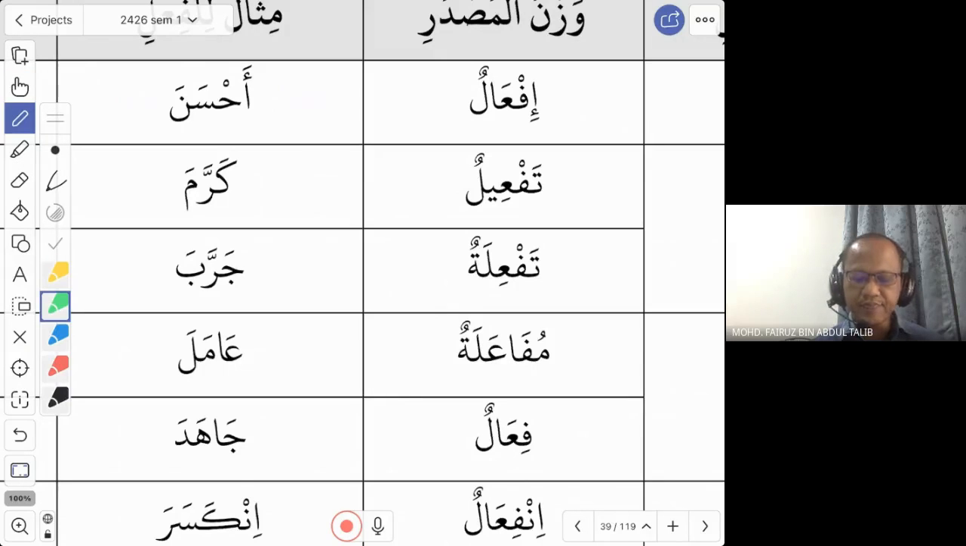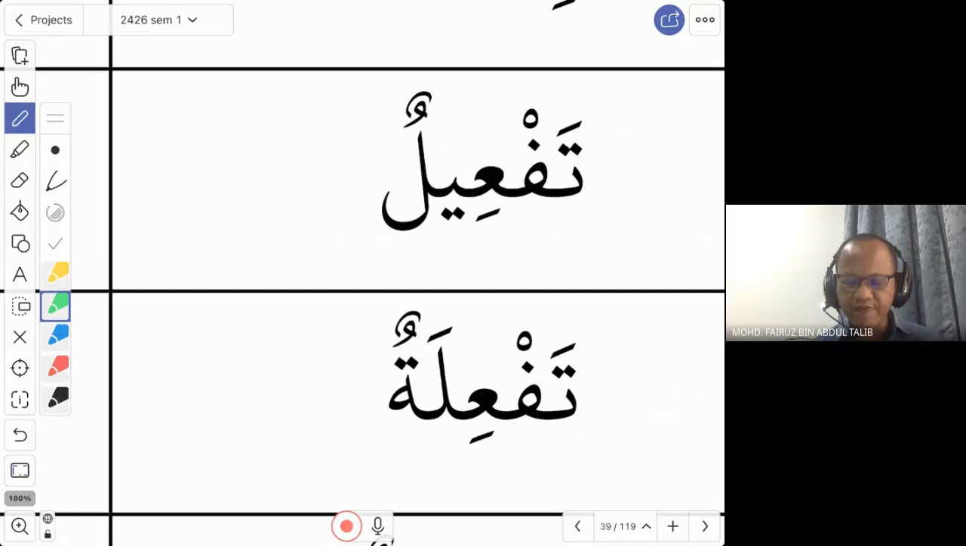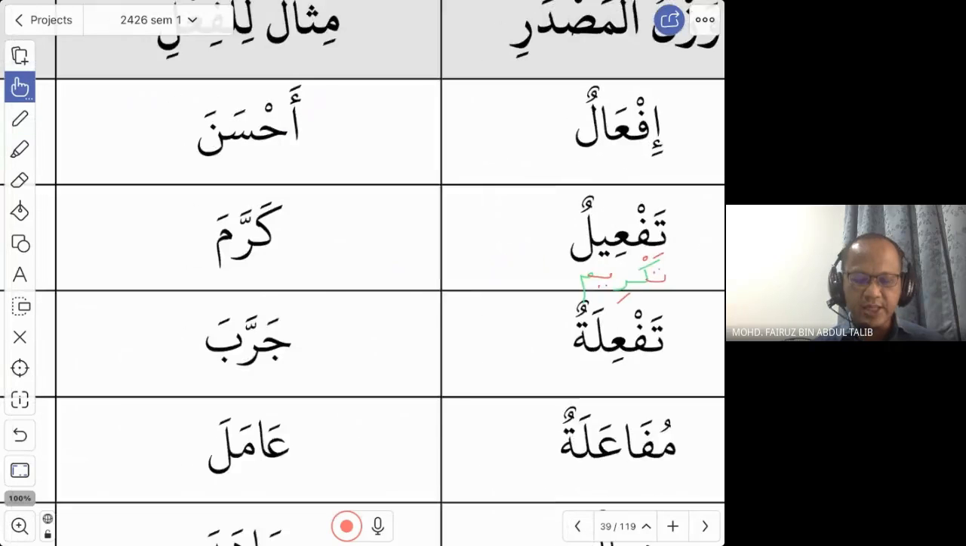This is the original huruf for kaf, ra, and then the lam is the mim. And then you add ta and you add ya. Okay, just the same process like other wazan. Taf'il, takrim. So that is how we get this word takrim.